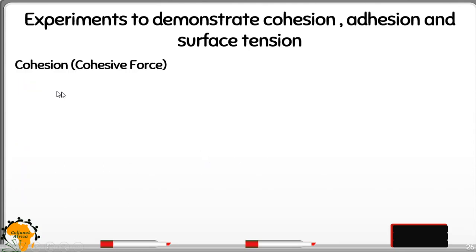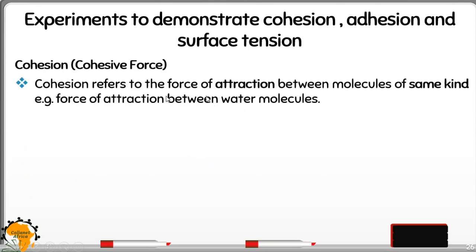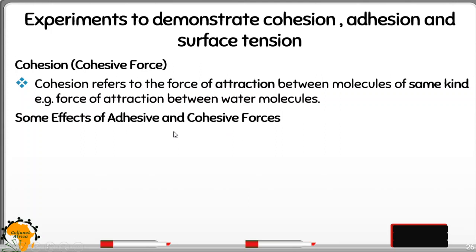Then we move to cohesive force, or cohesion. This refers to attraction between molecules of the same kind. In this case, we can have a water and a water molecule, or a mercury and a mercury molecule. The molecules are of the same kind, they are similar. We can have the cases where we have adhesive and cohesive force acting.